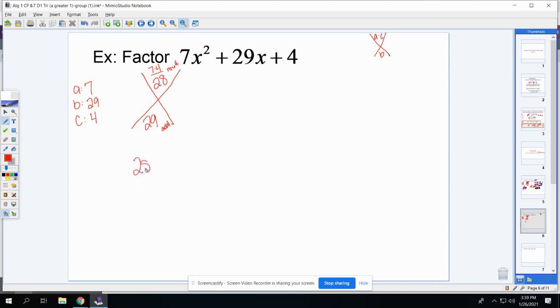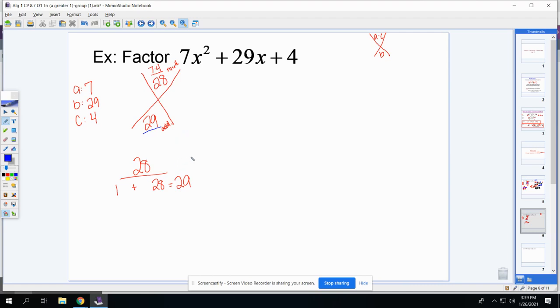I'll let you guys in on a little secret here. Anytime the number on the top and the number on the bottom are one number away from each other, we will always be using the number 1 as well as whatever number came with that. So 1 times 28 is equal to 28. As you can see, 1 plus 28 is equal to 29. So that's exactly what we were looking for. So 1 and 28 are our two numbers here.